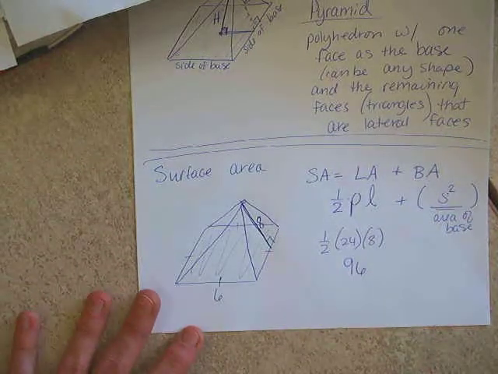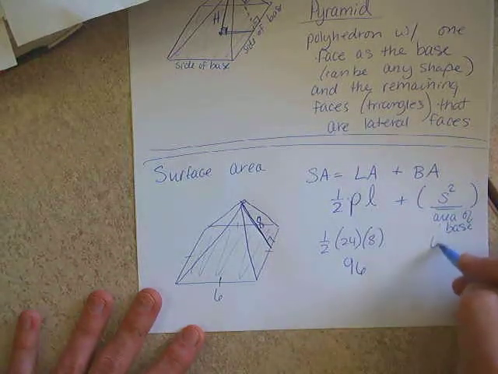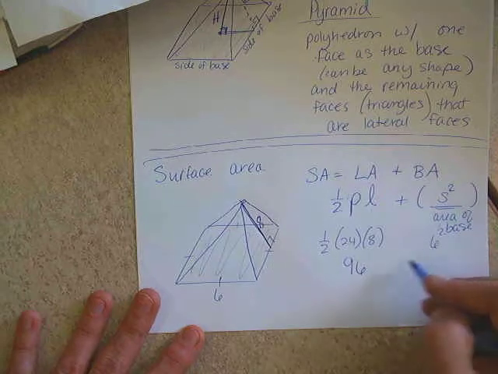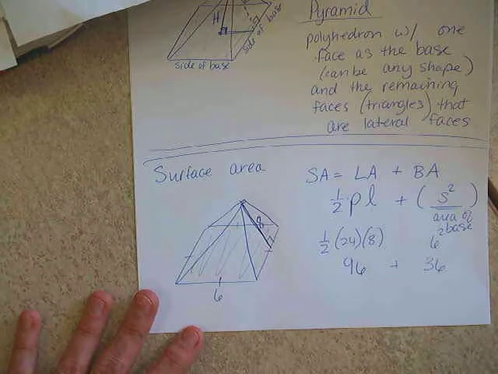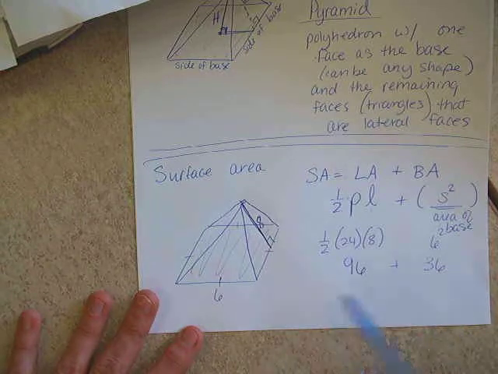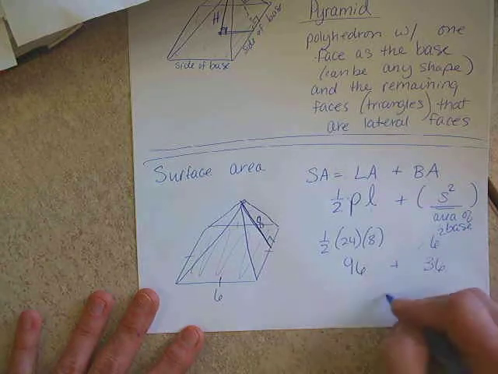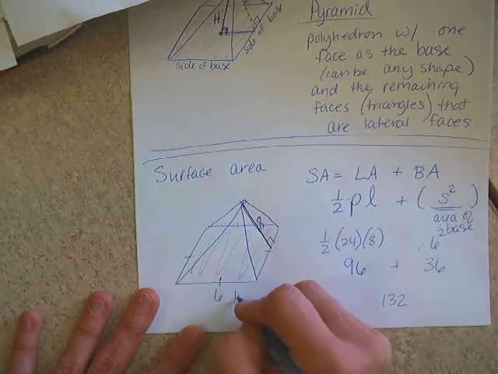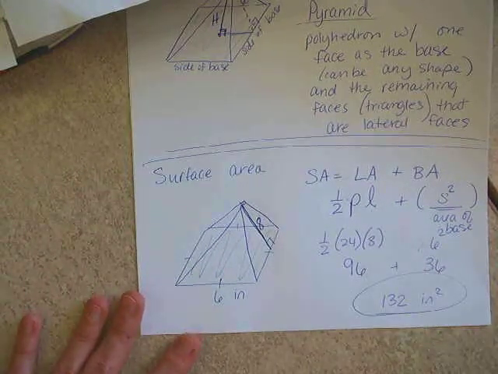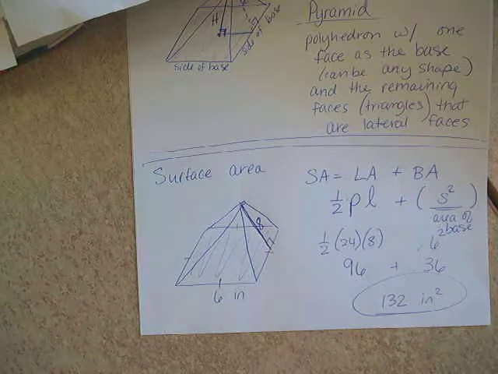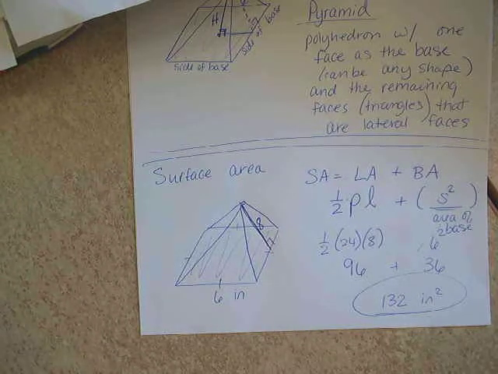Area of the base: your base is a square in this case. So side squared, which would be 6 squared, or 36. Then your total surface area would be the sum, so 132 square inches.